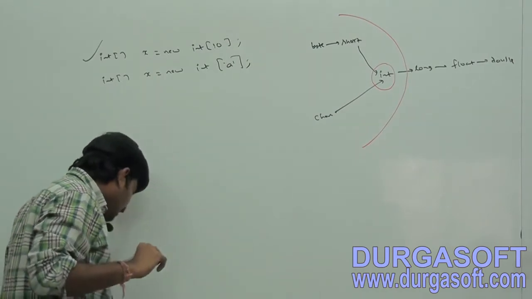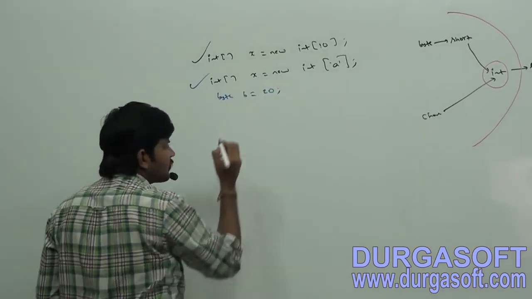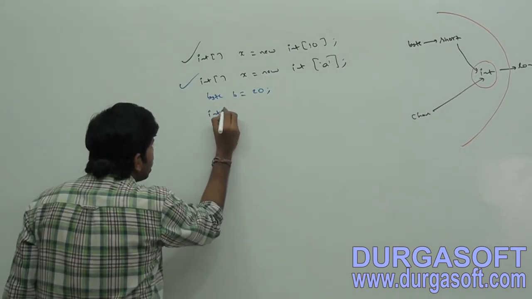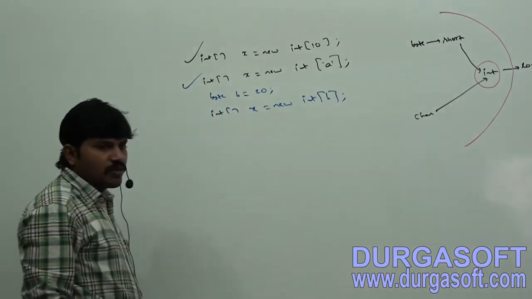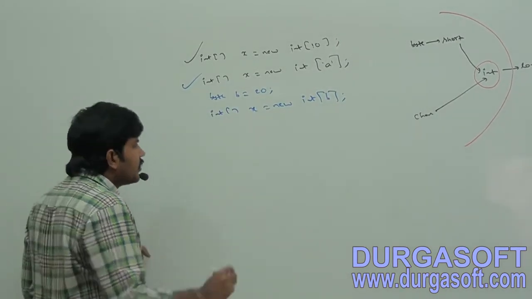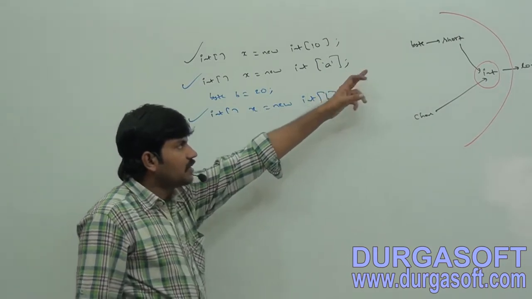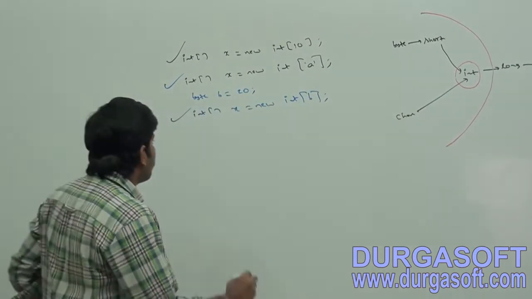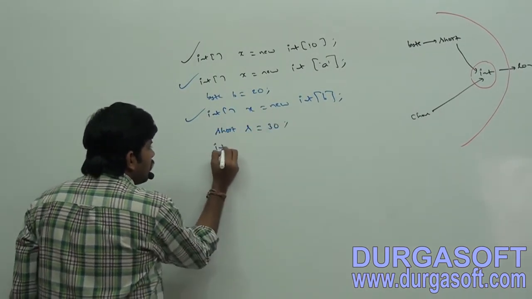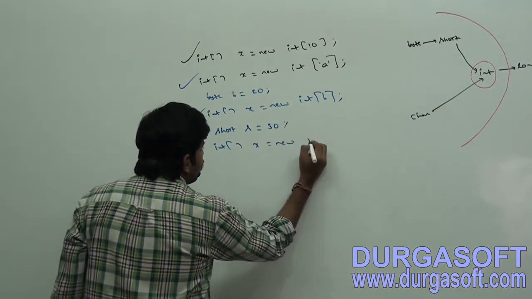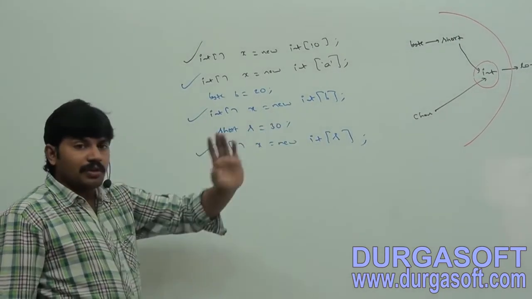Are you getting? Sir, here now let me take a value. byte b = 20; int[] x = new int[b]. Sir, is it valid or invalid? This one is 100% valid, no problem, because in the place of int, you can provide byte. Next, short s = 30; int[] x = new int[s]. Valid or not? Valid. In the place of int, you can provide short also.